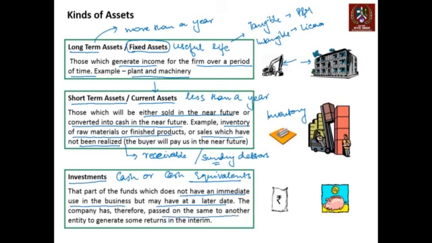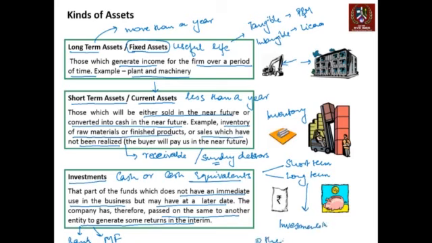The company has passed on the same to another entity to generate some returns. This another entity could be a bank. You could keep your money in a bank. It could be a mutual fund where you are putting the money to generate some returns over a period of time. These are typically investments. Again, investments could be divided into two parts. They could be short-term investments or they could be long-term investments. Short-term investments are your bank deposits, etc. Long-term investments are typically investments in other businesses, right?